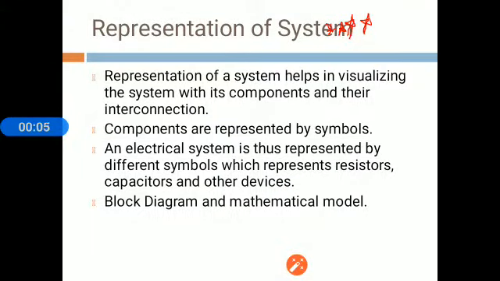Hello dear students. In this lecture we see representation of system. Any electrical or electronic system can be represented in two ways. One is block diagram and another is mathematical model. In the block diagram, various symbols are used to represent different components.